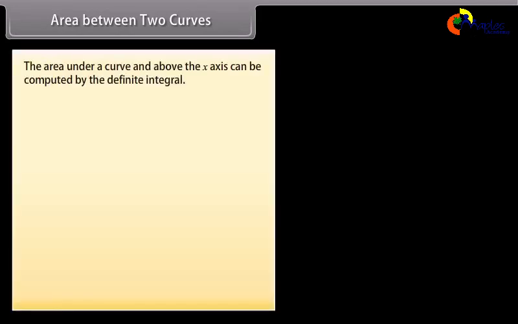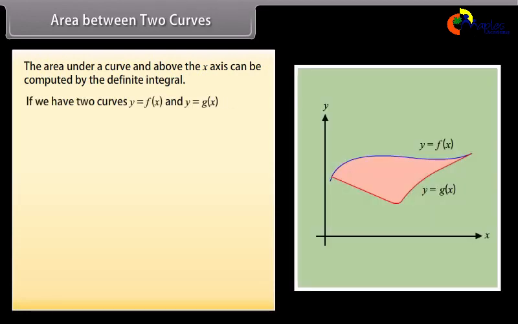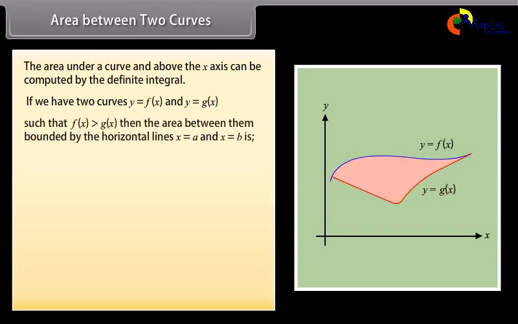Area between two curves. The area under a curve and above the x-axis can be computed by the definite integral. If we have two curves, y equals f of x and y equals g of x, such that f of x is greater than g of x, then the area between them bound by the vertical lines x is equal to a and x is equal to b is area equals integral from a to b of f of x minus g of x with respect to x.